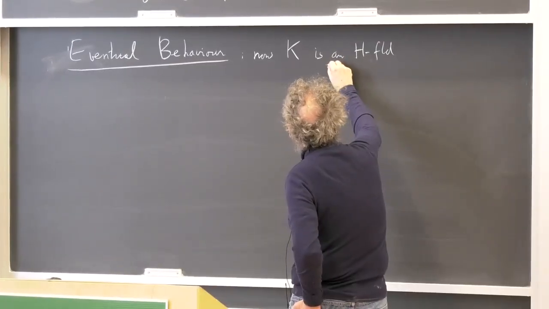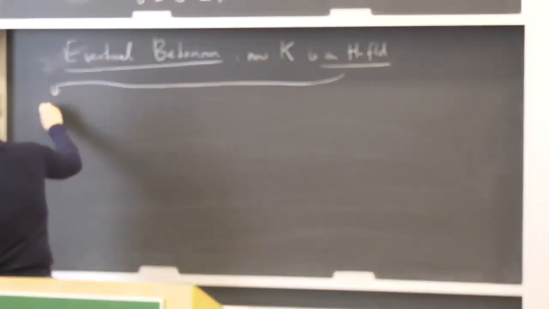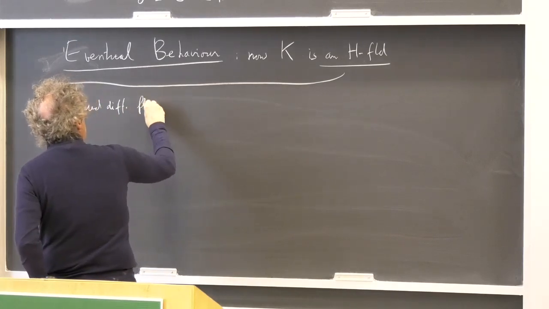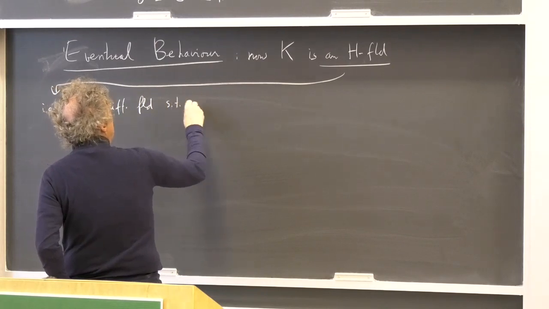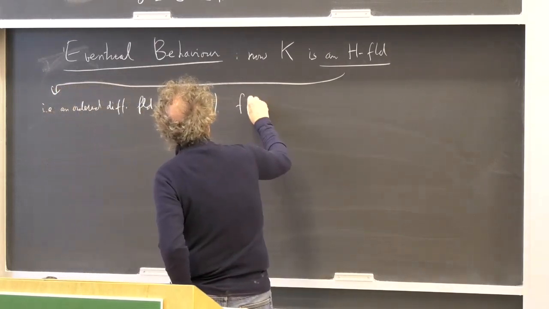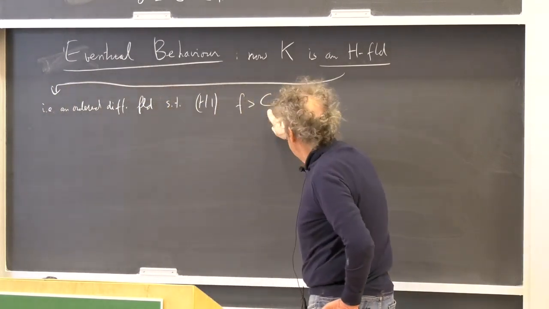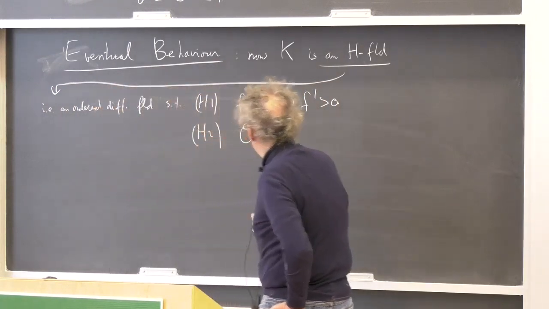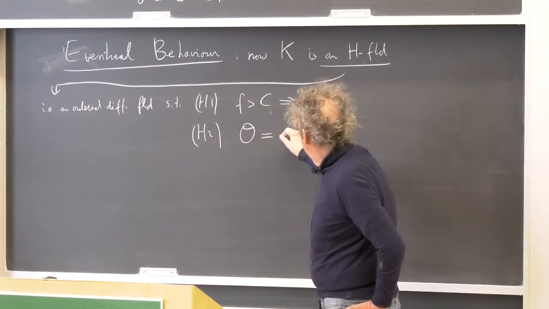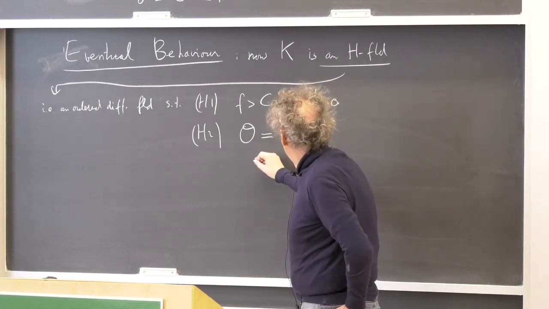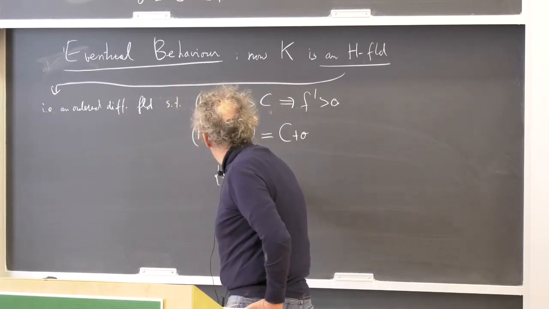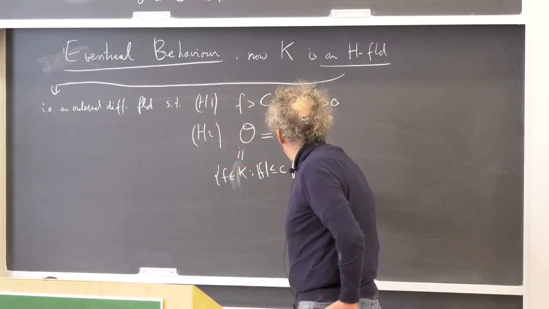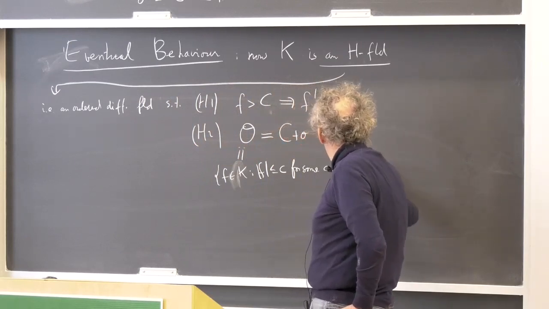For our purpose, let me define an H field again: an ordered differential field such that H1: if f is bigger than all constants, then f. So this is, and if you take the convex hull of the constants, it's C plus little o, where big O is by definition all the things that are bounded by, less than or equal to c for some positive element c in the constants.